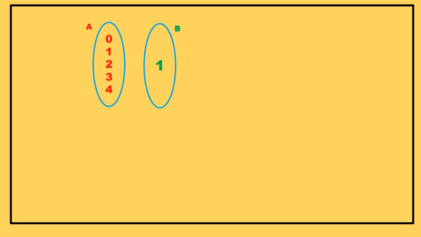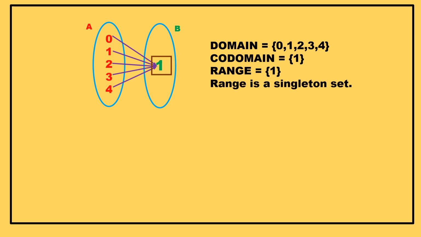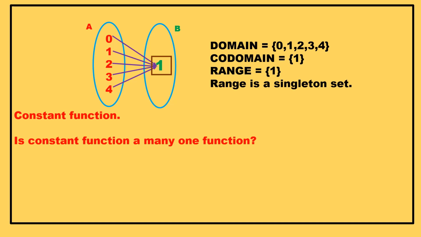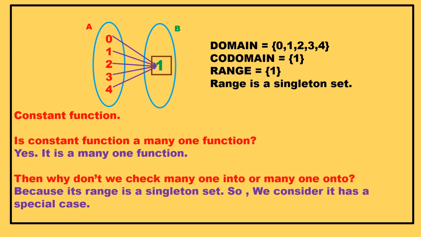Let's represent the function in an arrow diagram. All the elements of A map into one element in B. So the domain is 0, 1, 2, 3, 4 and the codomain is 1 and the range is 1. The range is a singleton set, so it is a constant function. Is a constant function a many-one function? Yes, it is a many-one function. Then why don't we check many-one into or many-one onto? Because its range is a singleton set, so we consider it a special case.